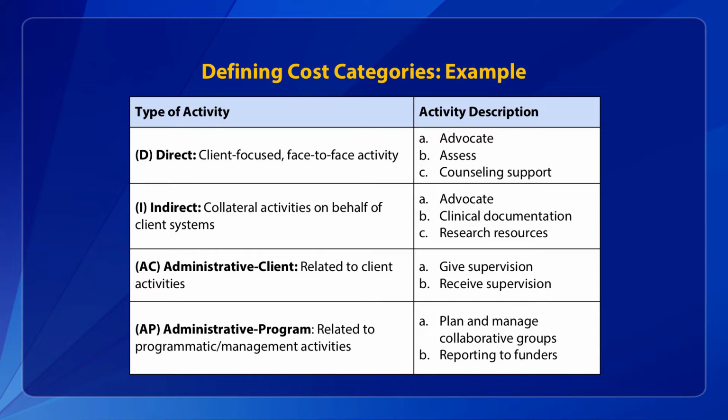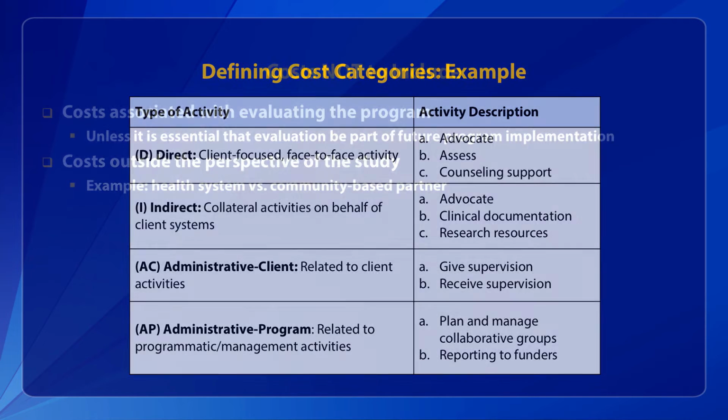Here's an example of how one program categorized costs. This is a behavioral intervention that included specific activities defined as either client-related or administrative. The program also wanted to make the distinction between client-related activities that included direct contact and client-related activities that were done on behalf of the client. For administrative activities, the program felt it was important to highlight those activities done on behalf of the client versus those activities that were necessary to keep the whole program in operation. This distinction will become important later when we discuss fixed versus variable costs.